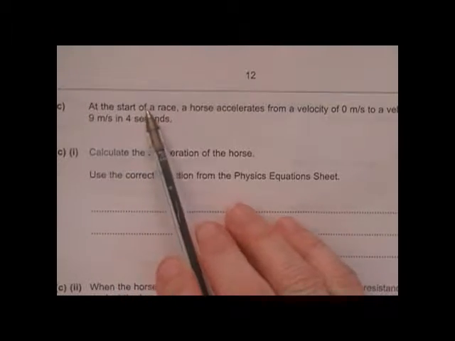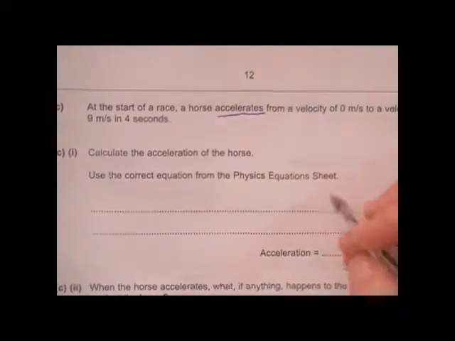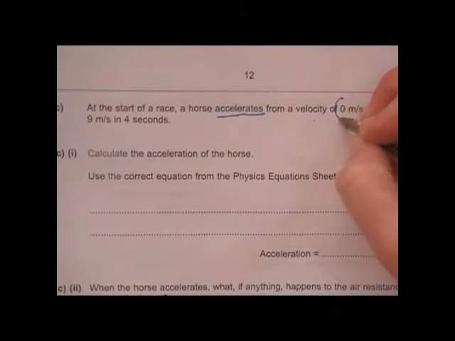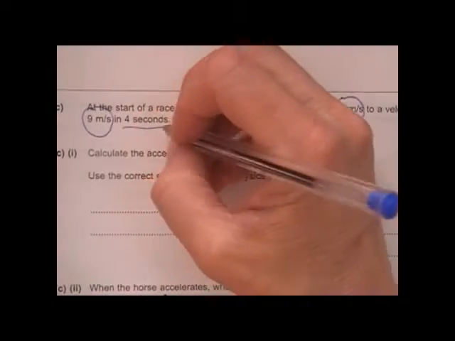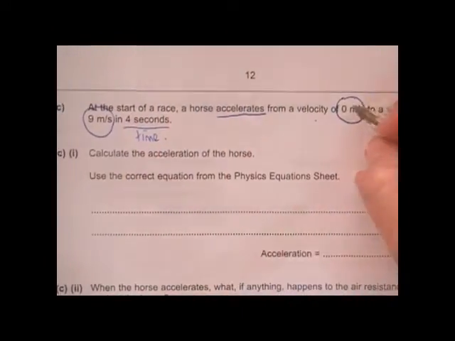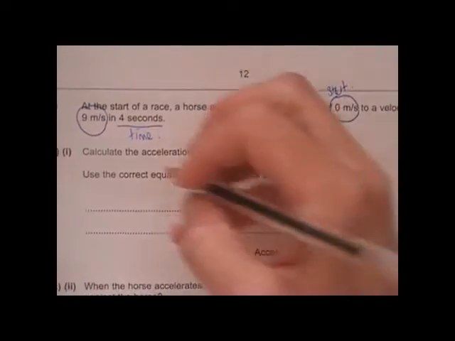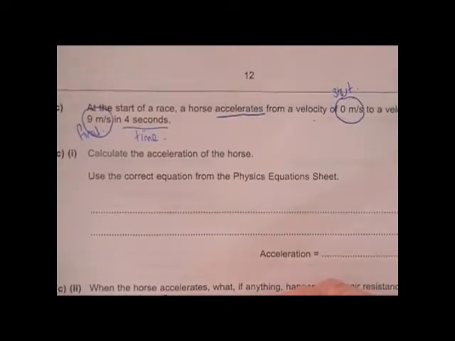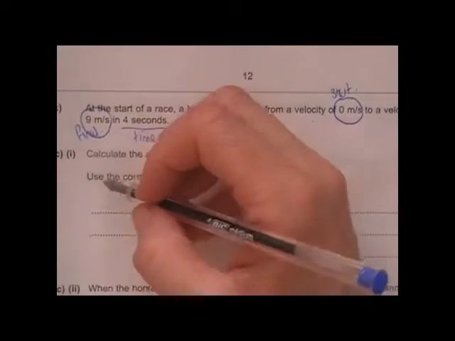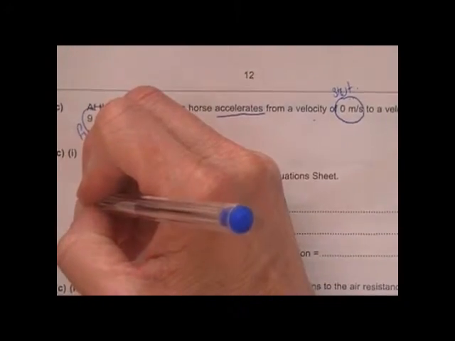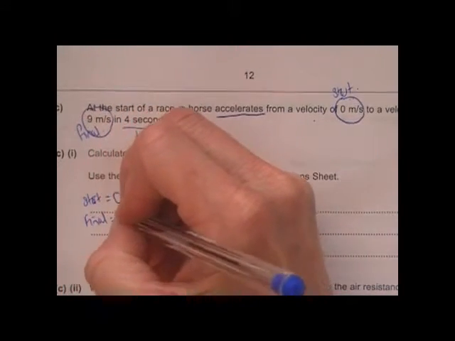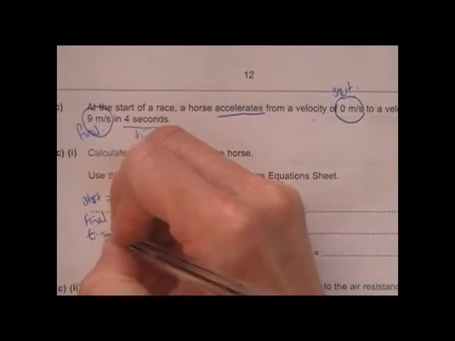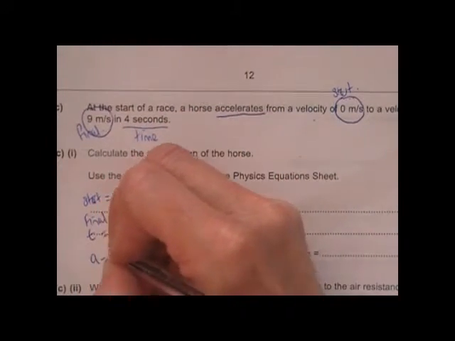It starts with, at the start of a race, a horse accelerates from a velocity of 0, so that's the starting velocity, to a velocity of 9 meters per second. That's your final velocity in 4 seconds. So I'm just going to write here, this is my time. This is the velocity that I started at, and this is the ending velocity. Now that I've got that, I'm going to write that information down here. So I've got start, which is 0 meters per second. I've got final, which is 9 meters per second. I've got time, which is 4 seconds, and I'm wanting to know what acceleration is.